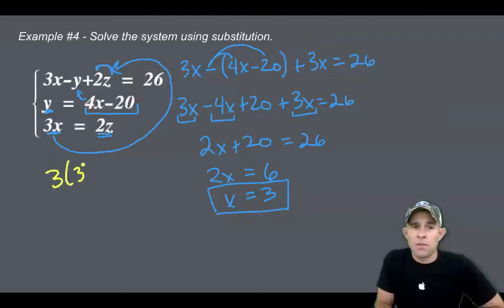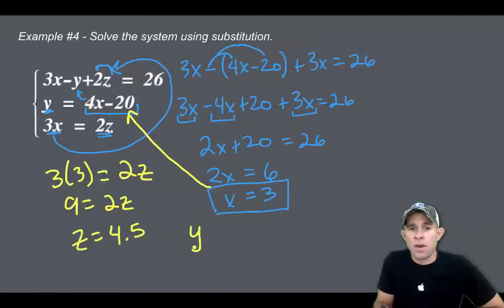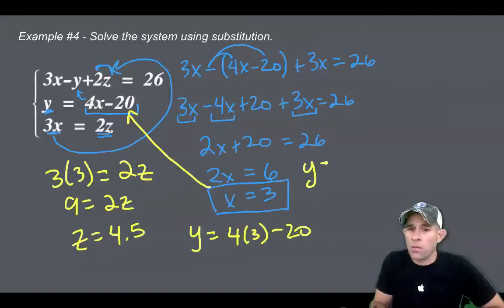3 times 3 is equal to 2z, therefore 9 is equal to 2z, and therefore z must be equal to 4.5. And finally, we can substitute our value for x into this middle equation here to find our value for y. So we see that y is equal to 4 times 3 minus 20. That's 12 minus 20, or in other words, y is equal to negative 8.